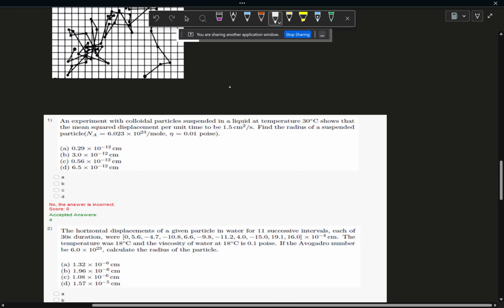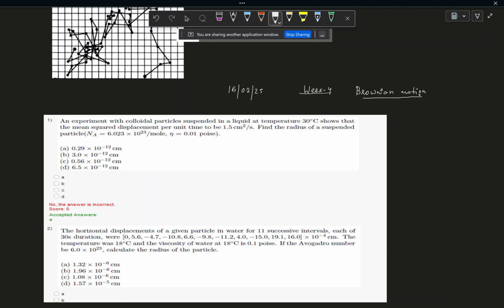Today is the 16th of February, and this is our week 4, and the topic is Brownian motion. Because this is a tutorial session, we'll be solving problems mainly and not discussing the concept of Brownian motion in detail as in the class, because you already have the lectures. But please let me know if you have any conceptual problem in any of the questions, and I'll try to discuss it so that it is clear.